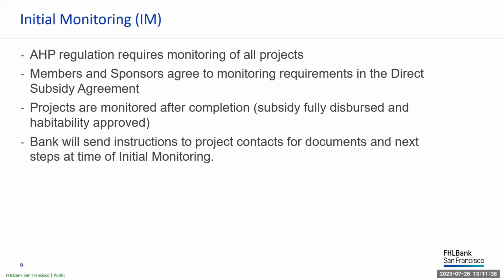The bank will provide instructions on how to complete the initial monitoring materials, including the AHP certificate of member, the financial workbook, the AHP household income qualification workbook, and acceptable forms of verification for promotion of empowerment and community stability. And we'll go over these documents shortly.